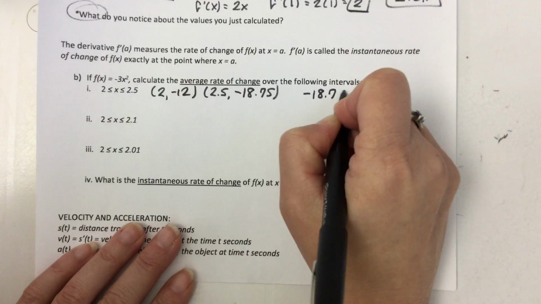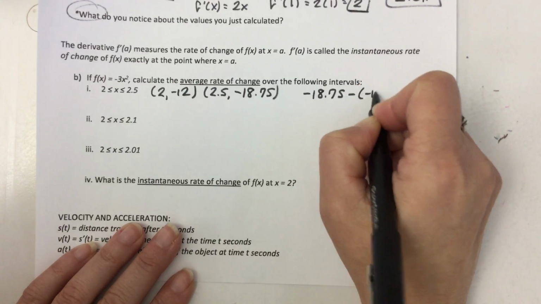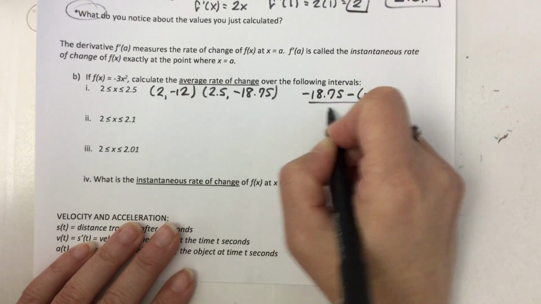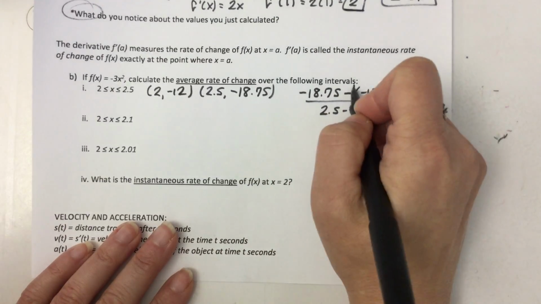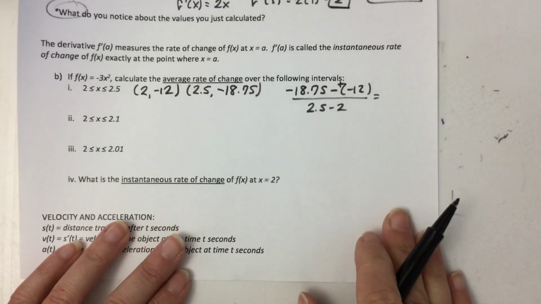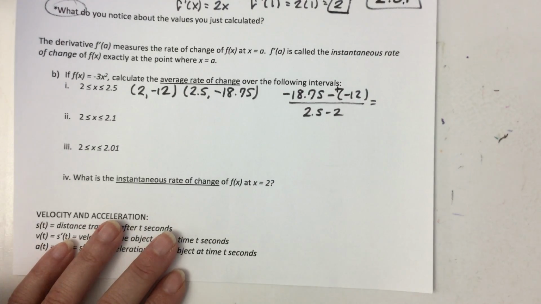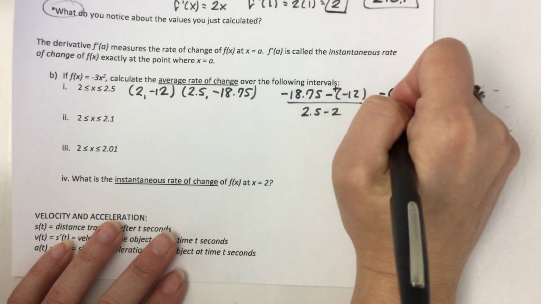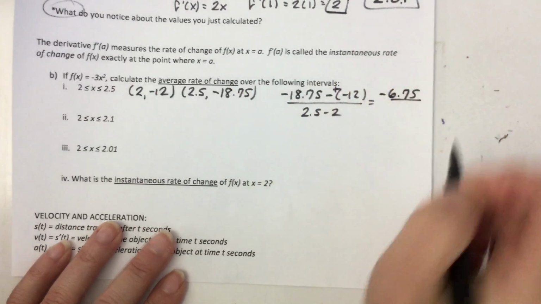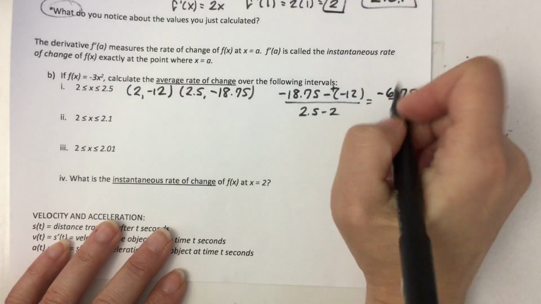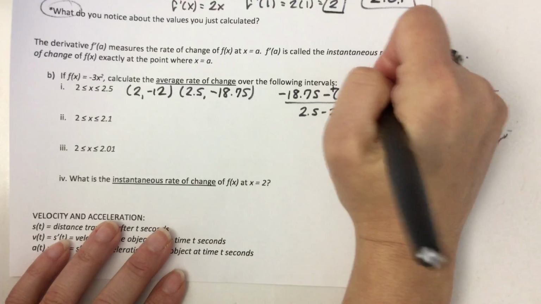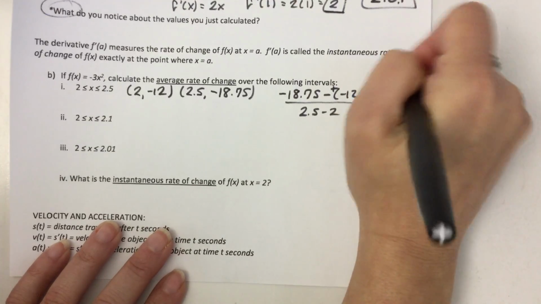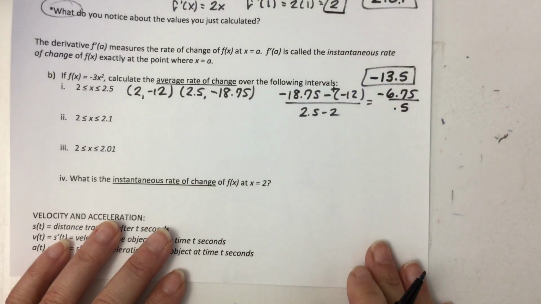The second y minus the first y over the second x minus the first x. Now remember, because I'm minusing a negative, I'm actually adding there. So negative 18.75 plus 12, negative 6.75 over 2.5 minus 2 is 0.5. When I divide those two, my average rate of change is negative 13.5.